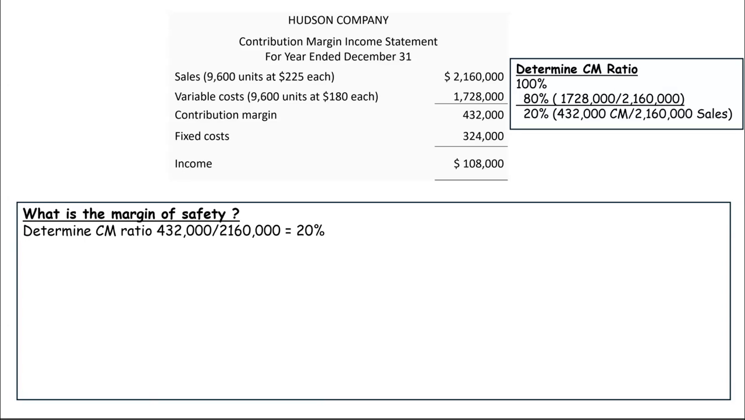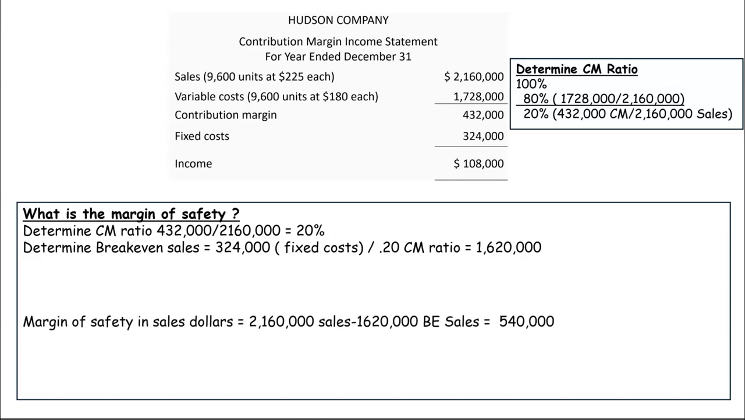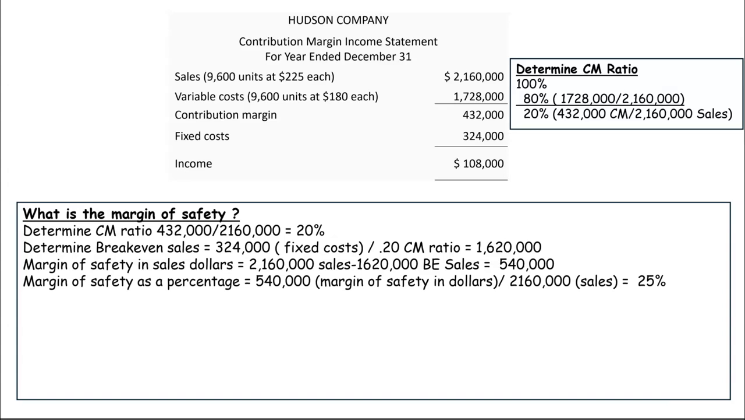So margin of safety. First, again, I told you you have to calculate the contribution margin, which, as we know, is our contribution margin in dollars divided by sales. And in this case, it's 20%. Now, determine break-even sales: our fixed cost divided by our contribution margin ratio. So it tells us our break-even sales is $1,620,000. Margin of safety in sales is going to be our current sales level minus break-even sales, which tells us it's $540,000 in sales is our margin of safety. Now, I like the percentage better because what that tells you is how much sales can drop without you starting to lose money.